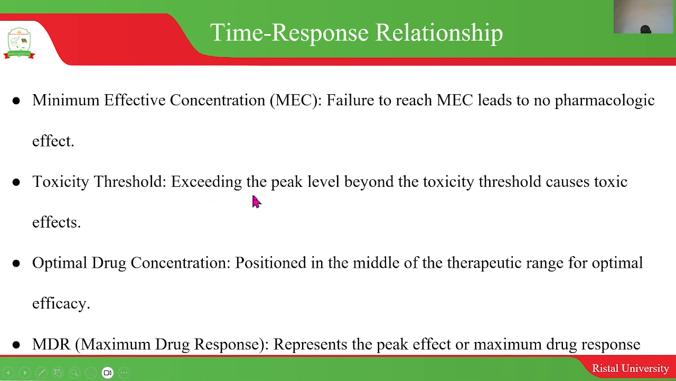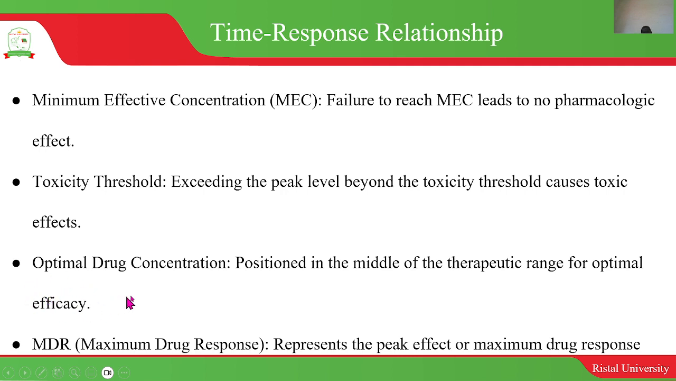The toxic threshold: when we exceed the peak level beyond the toxic threshold, we are already exposing this person to more toxic effects. So it is really a balance of not underdosing, not overdosing, but remaining within the desired therapeutic range, the therapeutic index. Optimal drug concentration is positioned in the midline of the therapeutic range for optimal efficacy.